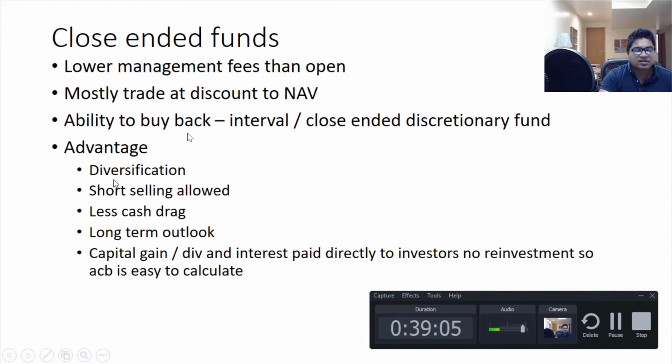Advantages: they have the advantage of diversification. Short selling is allowed in close-ended mutual funds. They have less cash drag, since most of the funds that a close-ended mutual fund gets are invested. They have a long-term outlook, and capital gains and dividends are directly paid to investors. There is no reinvestment, so adjusted cost basis is easy to calculate.